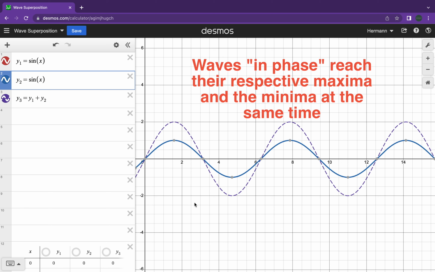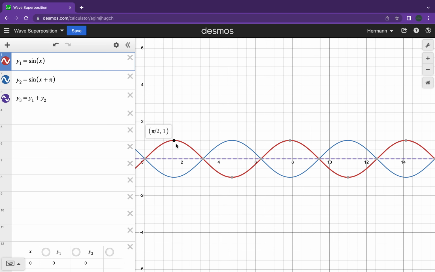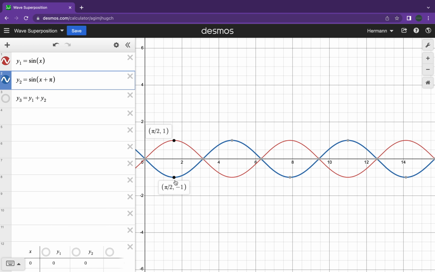But what happens now when we change this blue wave and we shift it over by pi? Now we have two waves that are out of phase. So what happens when we get the superposition of these waves? When we add them together, we will see that they cancel each other out completely. They are always equal and opposite to each other. The combination of them in this case is always giving us a value of 0.